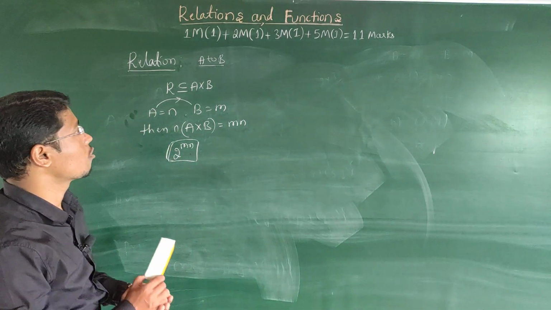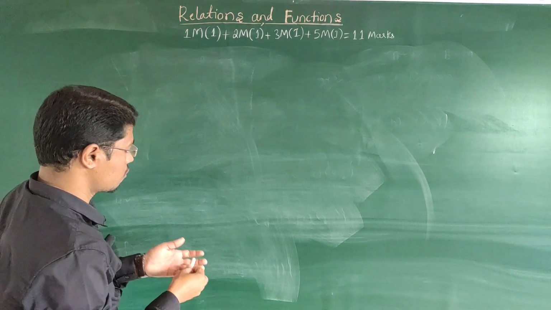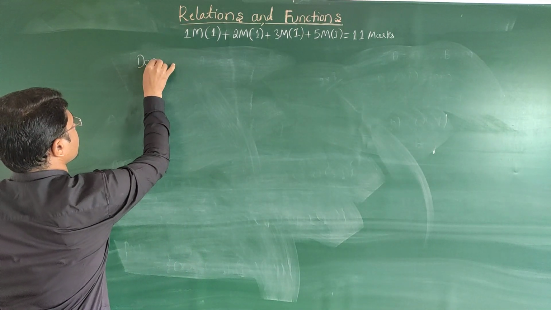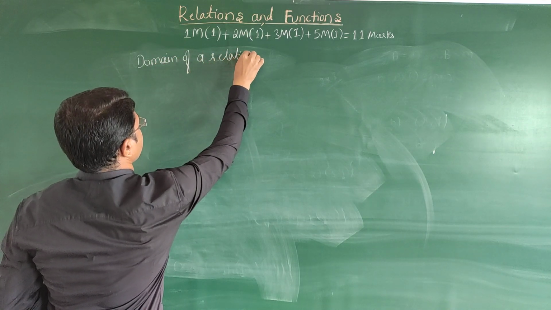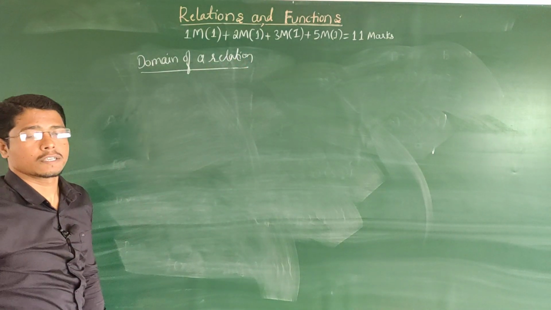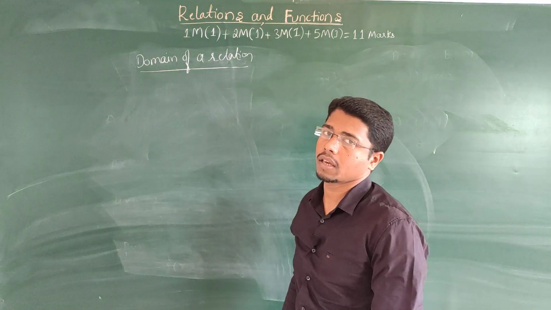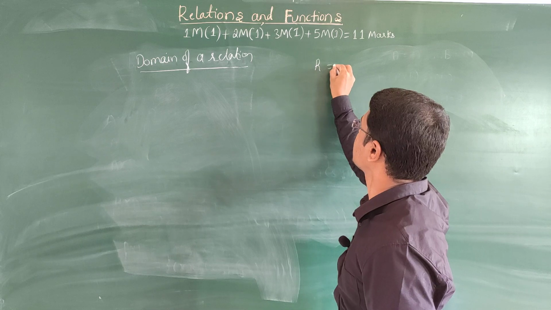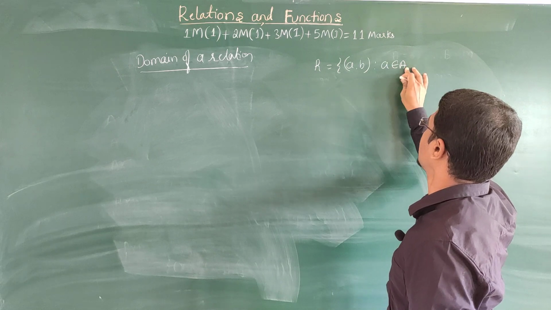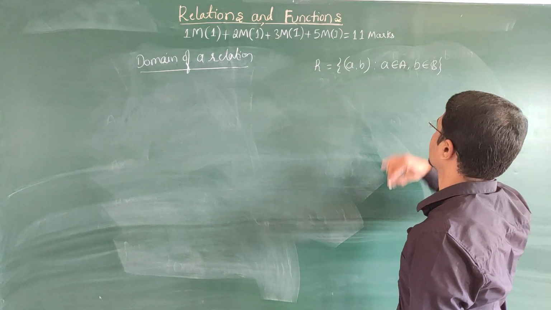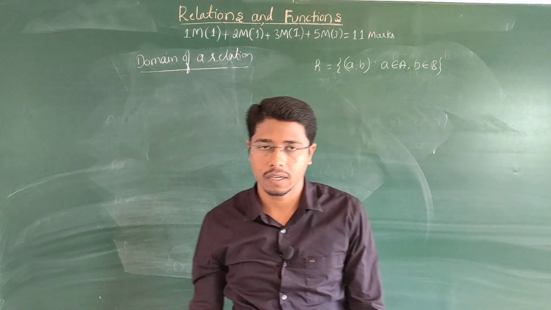Okay, then come to the domain and range. Domain and range of a relation. Domain of the relation. Okay, so already we know the definition of relation is a subset of the Cartesian product. That is R is equal to (a, b) such that a belongs to capital A, b belongs to capital B. I am going to define the domain of a relation.